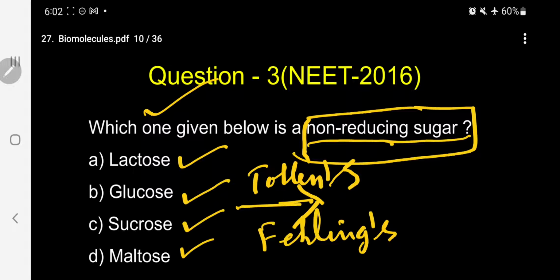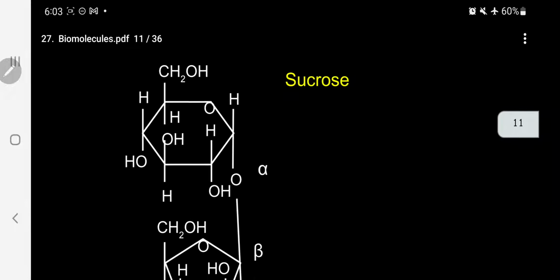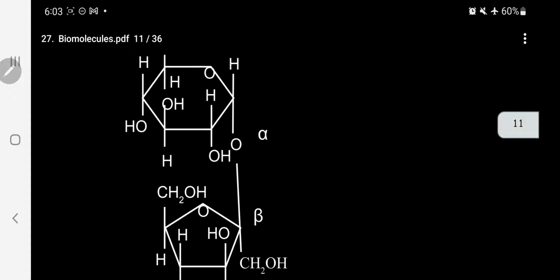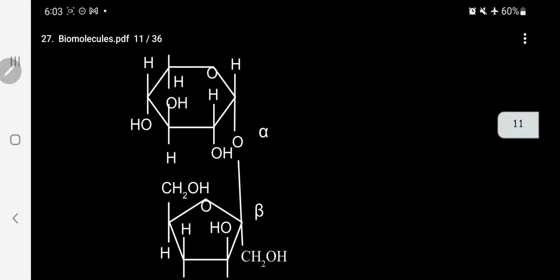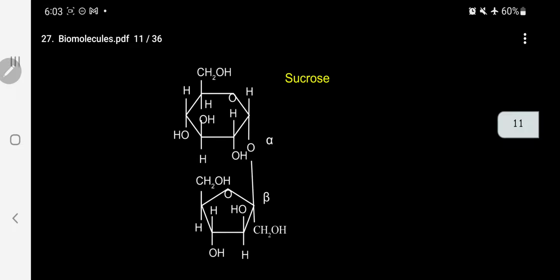So among the four, one sugar will not obey this order, will not answer this test. What is the correct one? The correct answer is probably sucrose. Let me explain how it is. So first you need to know the structure of sucrose. Kindly follow. You just see the structure of sucrose.